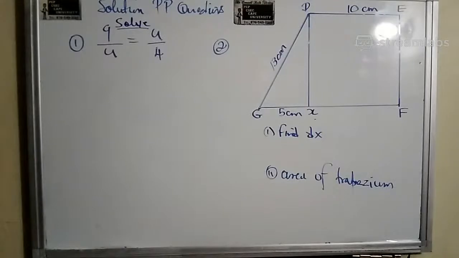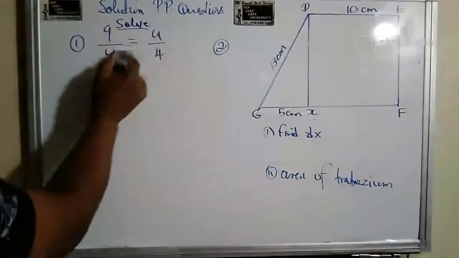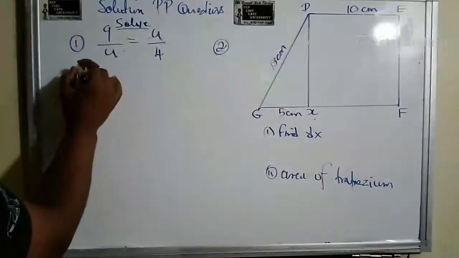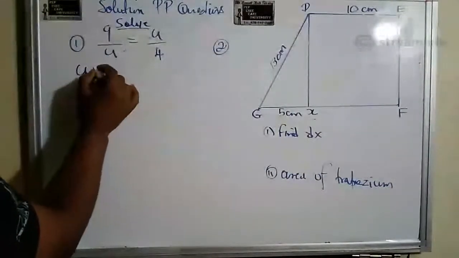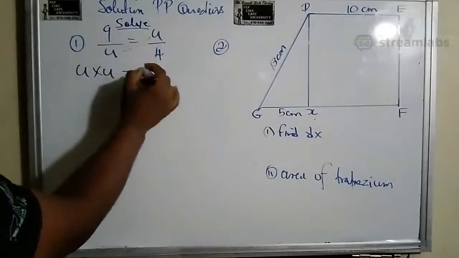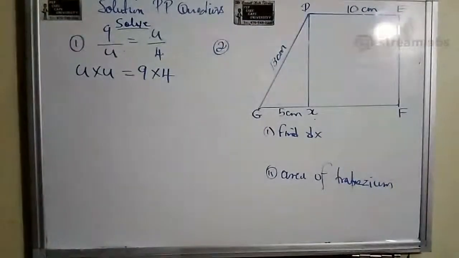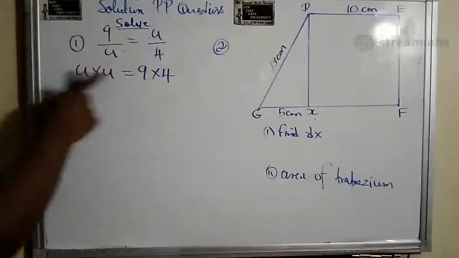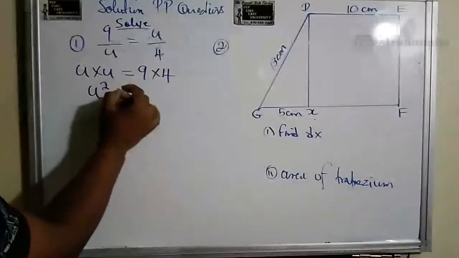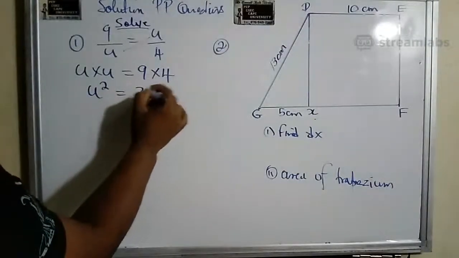Alright, so basically we can see that this is an equation. So we can just do what we always do, which is to cross multiply. So it would be, let's go this way first. So it's u times u is equal to 9 times 4, right? And then now we can solve. So u times u would be u squared. 9 times 4 would be 36.